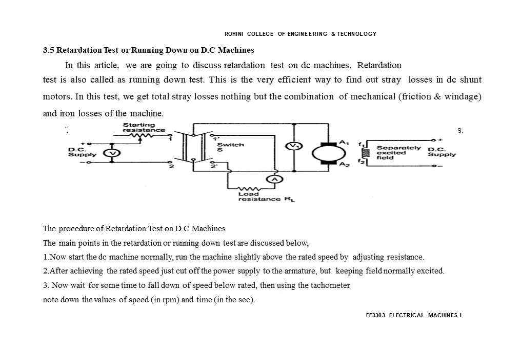The procedure for the retardation test on a DC machine. To start the DC machine, normally run the machine slightly above the rated speed by adjusting the resistance. After achieving the rated speed, cut off the power supply to the armature, but keep the field normally excited. Now wait for some time for the speed to fall below the rated, then using a tachometer note down the values of speed and time.